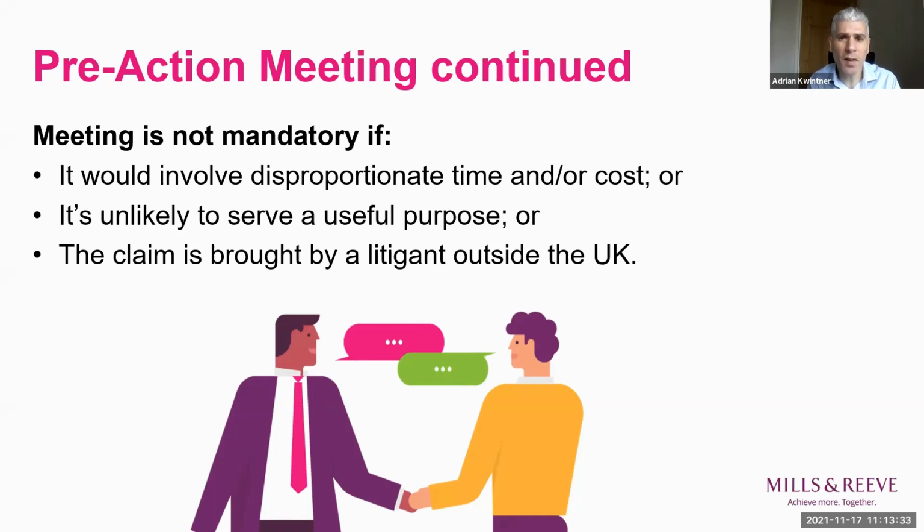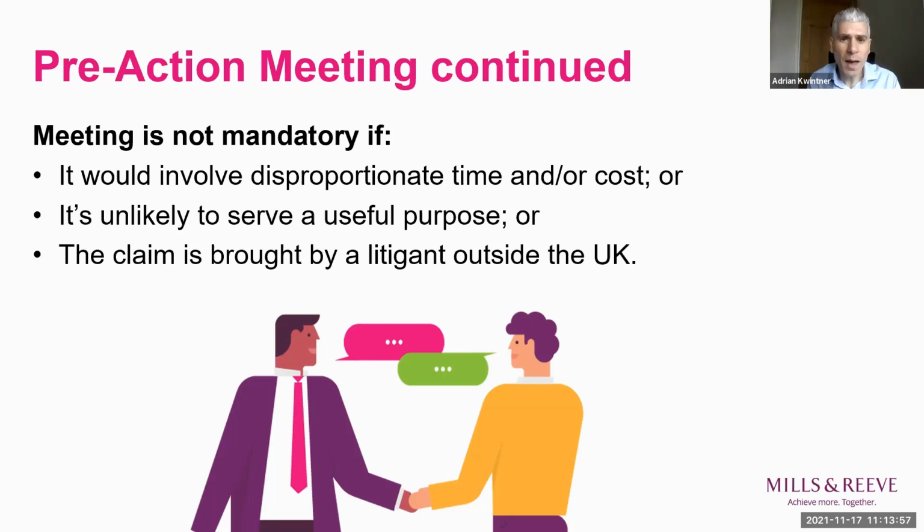In some cases, the court has even awarded indemnity costs, which means the party who refused to attend must pay a higher cost contribution to the other party than is standard. So it's something that does need to be taken seriously. Yes, I can see that, Adrian. And so I'm going to assume that the meeting goes ahead. What happens afterwards? What's the next step?